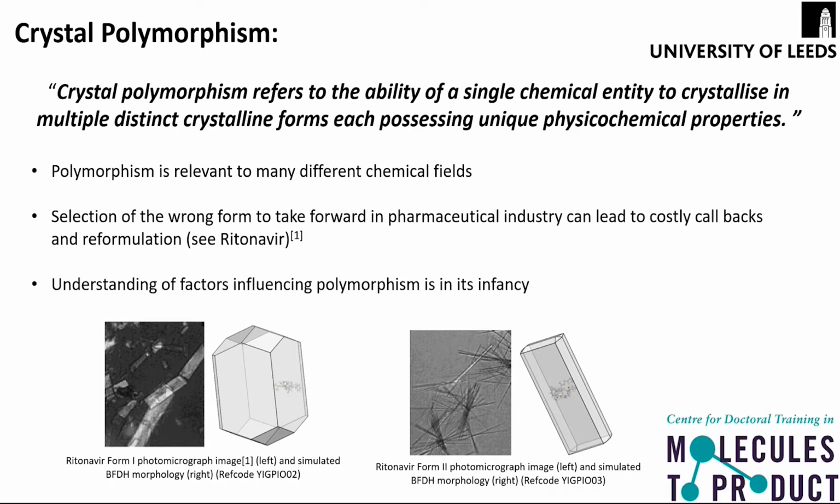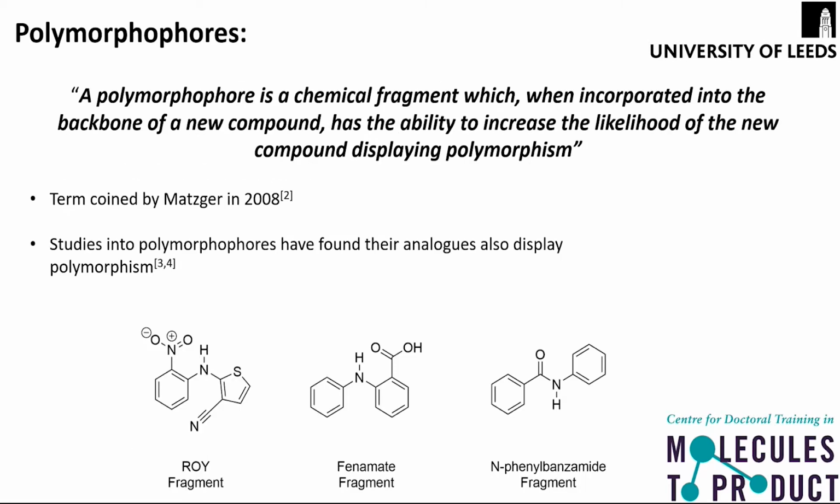So despite polymorphism being so relevant to many different fields, our understanding of polymorphism, and in particular of the chemical features which influence polymorphism, is actually in its infancy. One key development or term that has really been exciting in the field of polymorphism for me is this idea of a polymorphophore. A polymorphophore is a chemical fragment which, when incorporated into the backbone of a new chemical compound, has the effect of increasing the likelihood that this compound will display polymorphism.